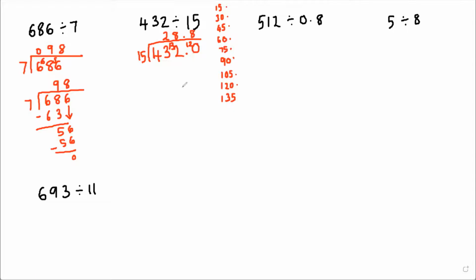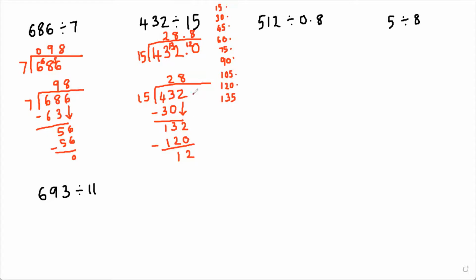Now again, I'm going to demo this using the long division method. So we've got 432 divided by 15. Now 15 will not go into 4. 15 goes into 43 twice. 2 times 15 is 30. So I'm going to take that away, which will leave me with 13. I'm going to bring down the 2. 15 goes into 132, 2, 4, 6, 8 times, and 8 times 15 is 120. So I'm going to take that away, leaving me with 12.